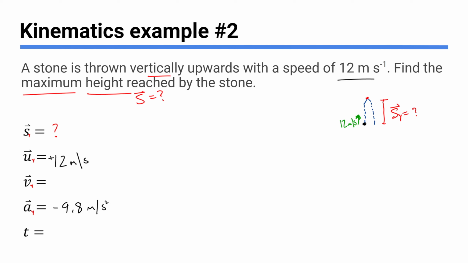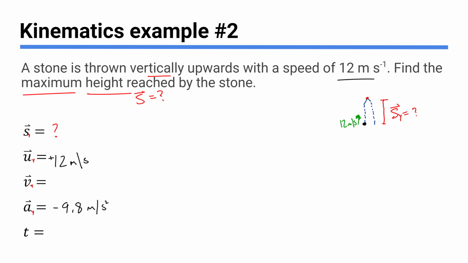Now, I want to find S, so the question is, can I figure something out about V or T? And I think surely we can, right? Because if I know V or I know T, then I'll have enough to solve for the S that I want. I don't think we know T, and there's not really a good way to find T without first knowing V. So what do I do? I've got to think about what V is up at the top here.